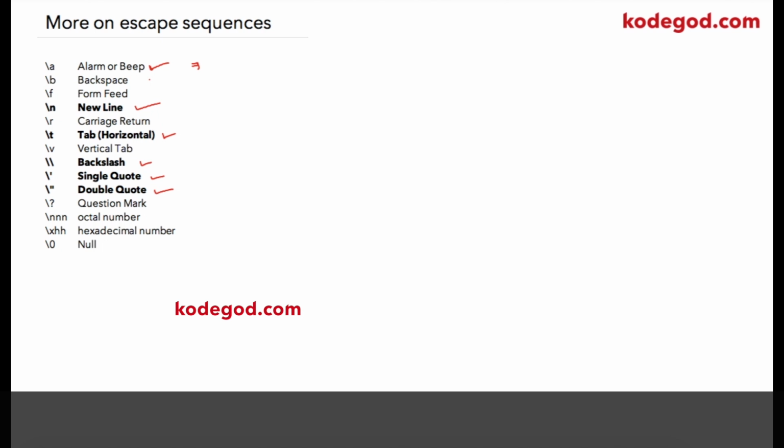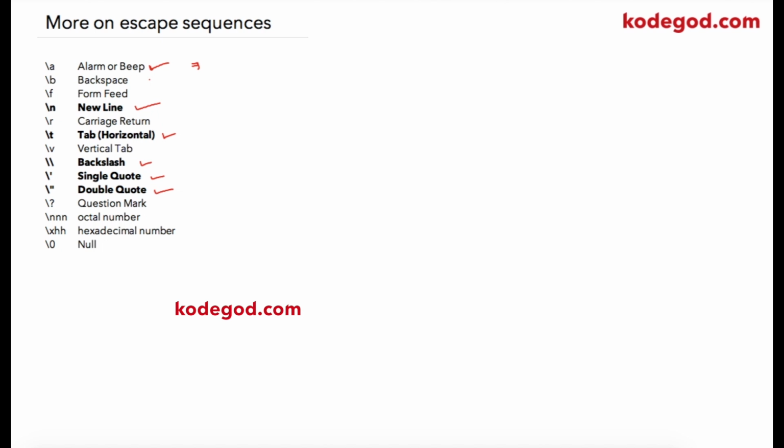So this is very important: escape sequences. In case you're trying to deny access to a user, or if you're printing some very critical message and you want to capture the user's attention, in that case you can use \a. The next is \b, which is a backspace.